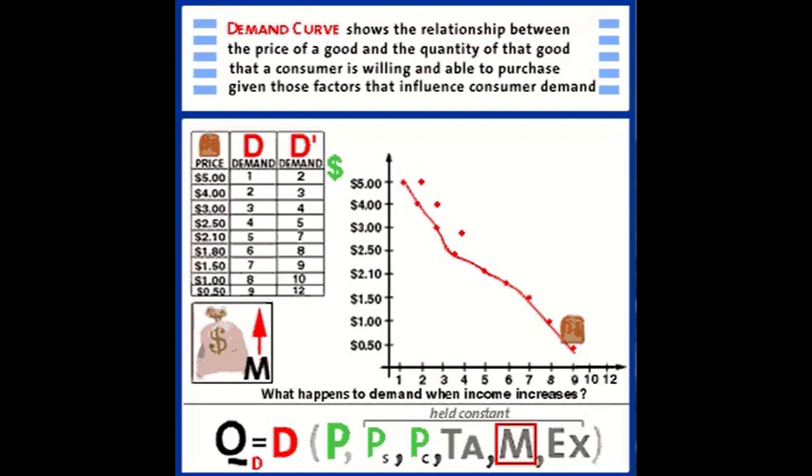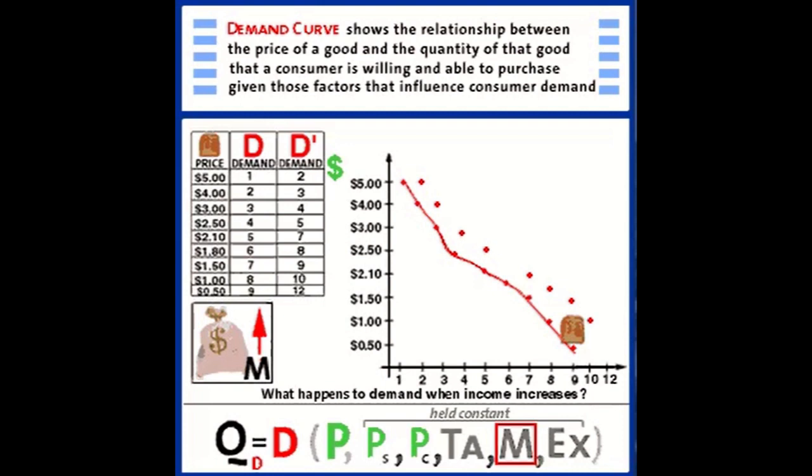This household now wants 5 loaves of bread when the price of bread is $2.50 per loaf. This household wants 7 loaves of bread when the price is $2.10. At a price of $1.80, the household wants 8 loaves of bread. At a price of $1.50, the household wants 9 loaves of bread. At a price of $1 per loaf, the household wants 10 loaves of bread. And finally, the household wants 12 loaves of bread if the price of bread is down to 50 cents per loaf.